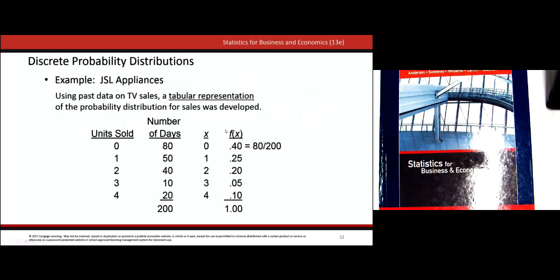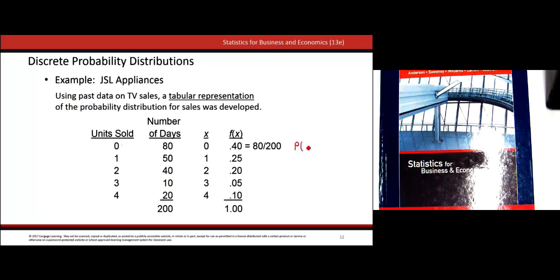For example, here, GSL appliances, 0 units sold, 80 out of 200 days, they couldn't sell any television. 50 out of 200 days, 1 TV sold. 40 out of 200 days, 2 televisions sold. 10 out of 200 days, 3 sold, and 20 out of 200 days, 4 sold. Now we can use the relative frequency method. We calculate the relative frequencies. 80 over 200, 0.4, 50 over 200, 0.25. Now this is the probability.